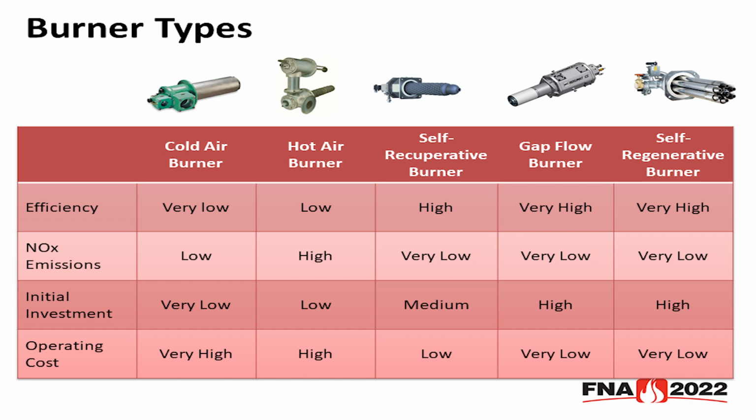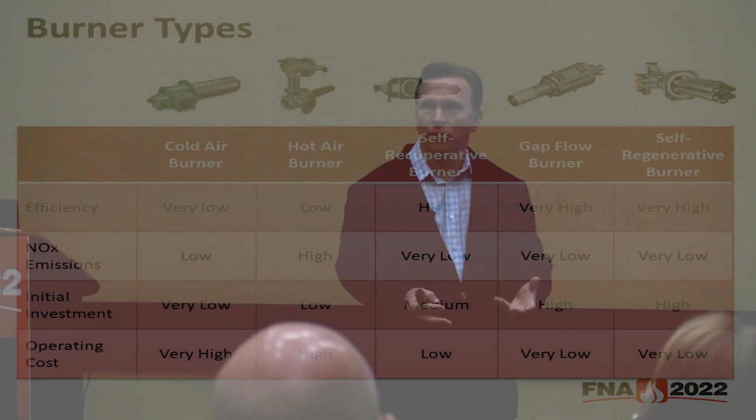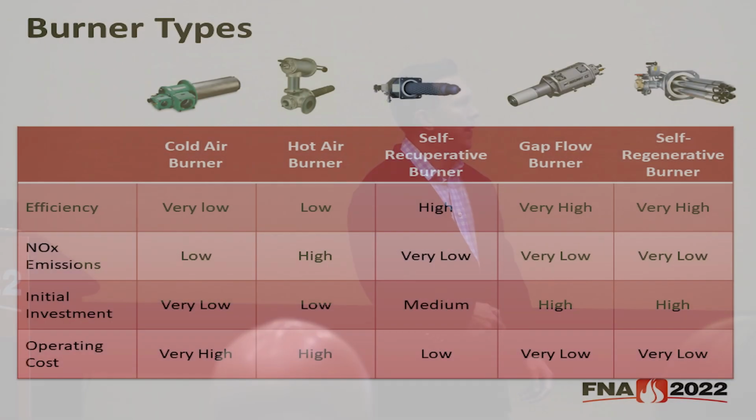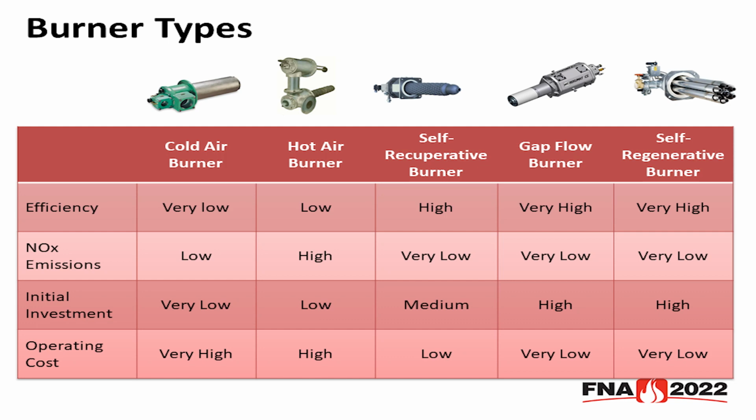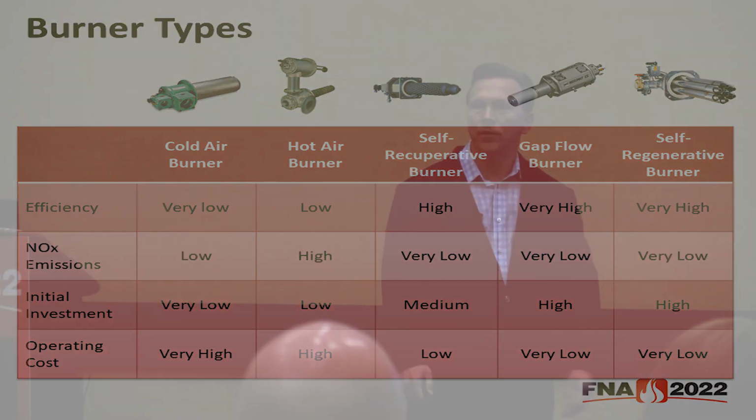NOx emissions are generally low as well because you're not preheating the combustion air, so you're not doing anything to raise the temperature of the flame above a normal level. And NOx emissions are proportional to peak flame temperatures. So lower flame temp means lower NOx. The initial cost of this equipment is generally low because it's simple technology, right? But the operating cost is high due to the low efficiency.